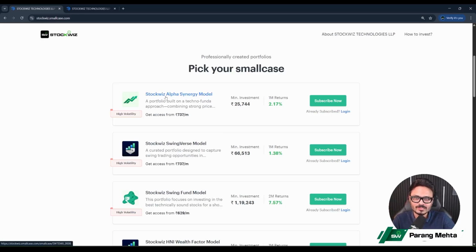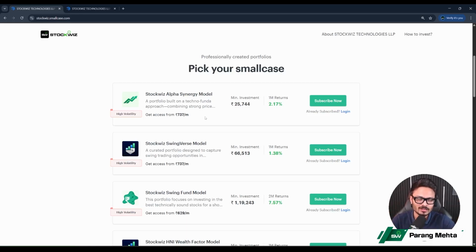So the first one that you see is the Stockwiz Alpha Synergy model. You can see the minimum investment amount. This minimum investment amount means that you have to, at a bare minimum, invest at least this amount, and then you can invest in multiples of it. So for example, if the minimum investment is 25,000, you can invest either 25 or 50, 75, 1 lakh, 1 lakh 25, and so on and so forth. Now, the fee for the small case is a flat fee, meaning that whether you invest 25,000 or whether you invest 25 lakhs, the fees will stay the same.